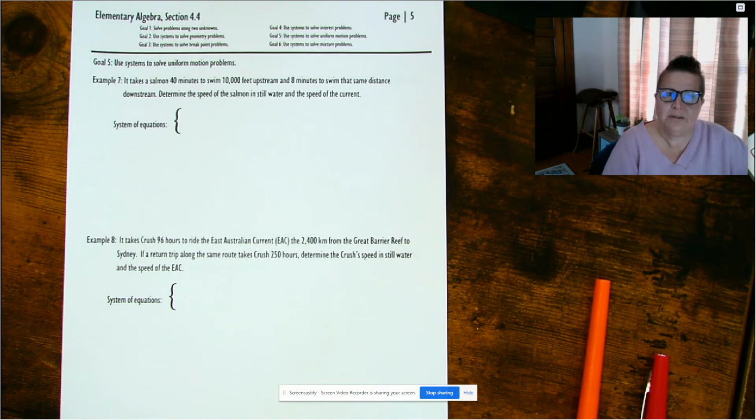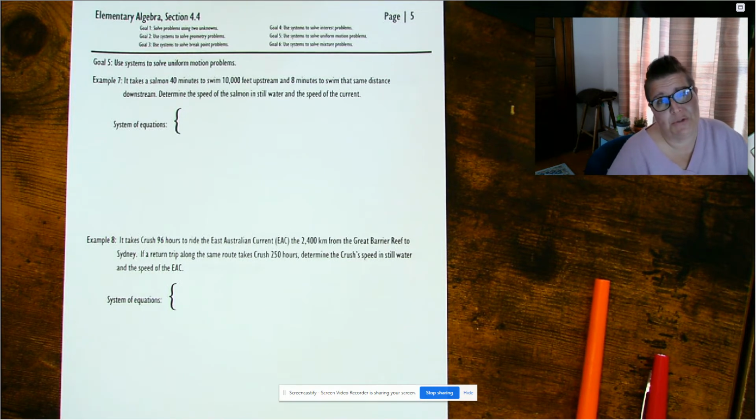So if your boat is going 10 miles an hour in still water and there's a 2-mile-an-hour current, then when you're going downstream, you're traveling at 10 plus 2 or 12 miles an hour. When you're going upstream against the current, you're going at 10 minus 2 or 8 miles an hour. We're going to use these facts to help us with these still water uniform motion problems.